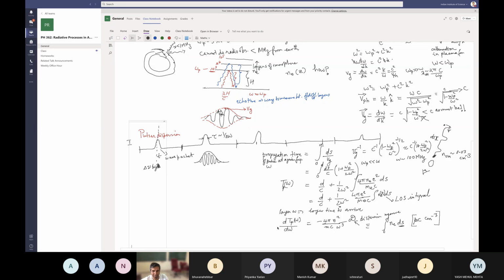Okay, so what does it mean? What it means is that the arrival time is shorter for higher frequencies. So for omega high, T_p is low. So low frequency waves, or pulses, not waves, let's call them pulses, arrive later.